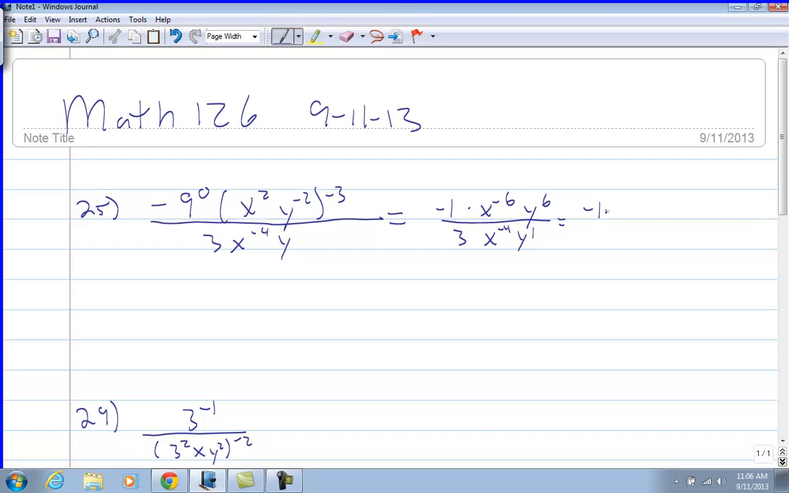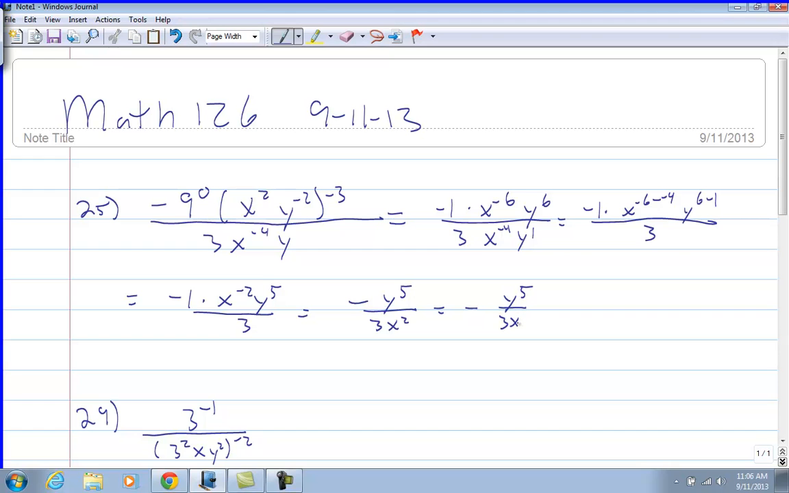So it's going to be negative 1 times, I have x to the negative 6 minus the power down below, negative 4, y to the 6 minus 1, 1's the power down below, divided by 3. So it's negative 1 times x to the negative 2, y to the 5, all over 3. So it's just going to be negative y to the 5th over 3x squared. Or you can write that as negative of y to the 5th over 3x squared. Either one of these are essentially the same.